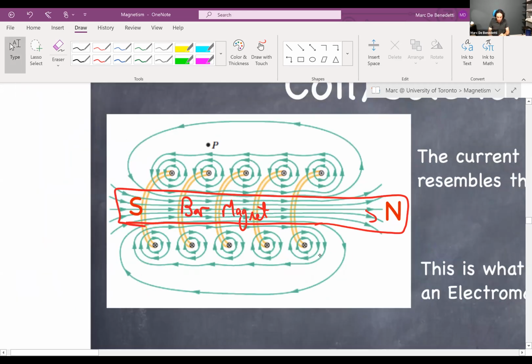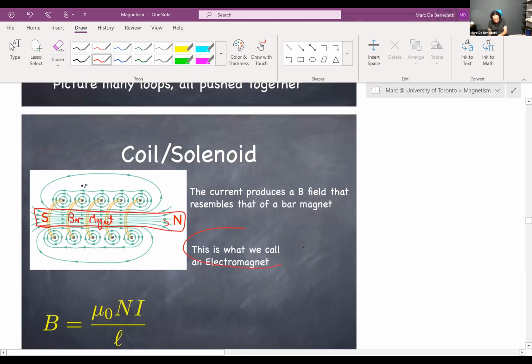This is exactly what we call an electromagnet. An electromagnet is a magnet. For all intents and purposes, it's a bar magnet. It behaves like a bar magnet. It's got the same magnetic field as a bar magnet. So however you think a bar magnet will behave, this coil will behave in exactly the same way. And it's called an electromagnet because it's generated with electricity, with a current.